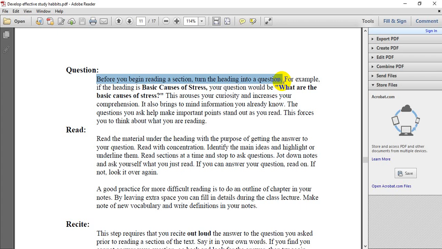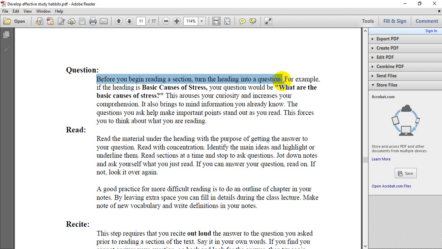By asking yourself, for example, why are you reading this and what is its purpose? What do you already know? What do you want to know? What is new or interesting about this material? Does this support, supplement, or contradict what I already know?